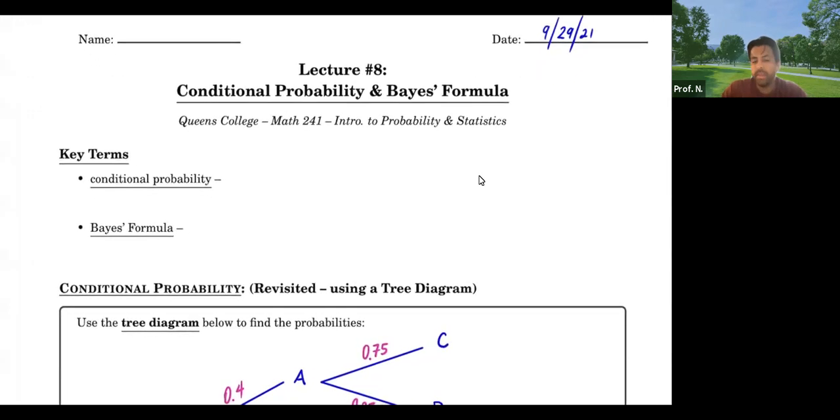So conditional probability, we've been talking about it, right? Conditional probability is the probability that you find the probability of an event A occurring given that an event B occurred, right? And the formula is the probability that A intersect B all over the probability of B, right? That's conditional probability.